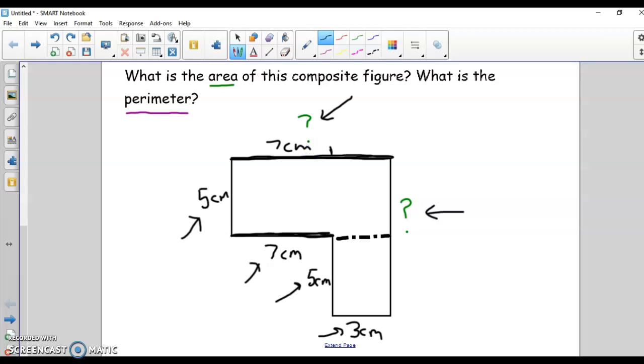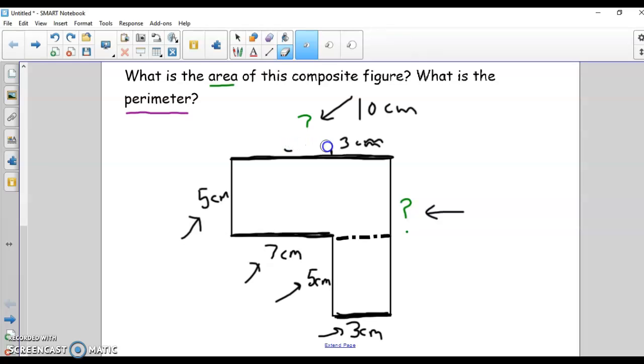And then we can use the other side that's parallel here, 3. And we know this little section is 3. So 7 and 3 combined would be 10 centimeters. And I'm going ahead and not trying to confuse myself. I'm going to erase what I just did there.